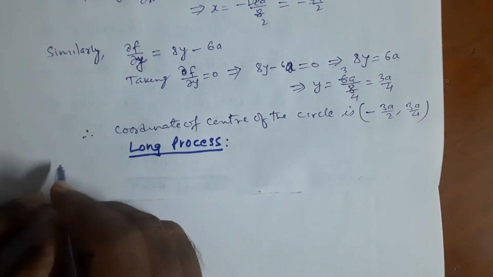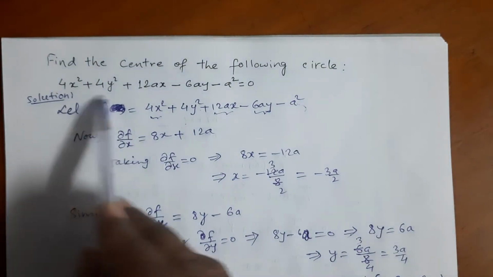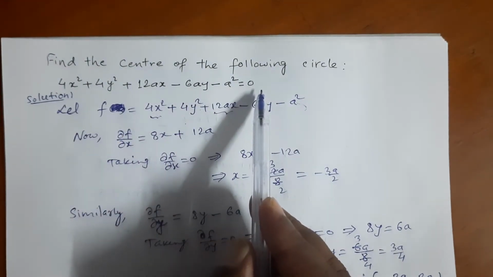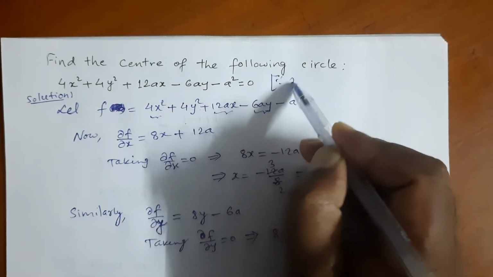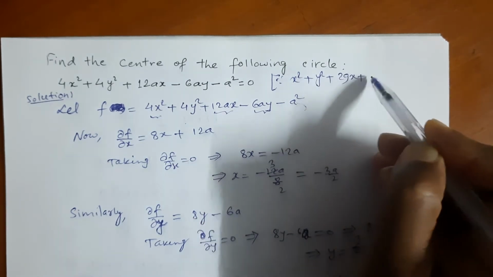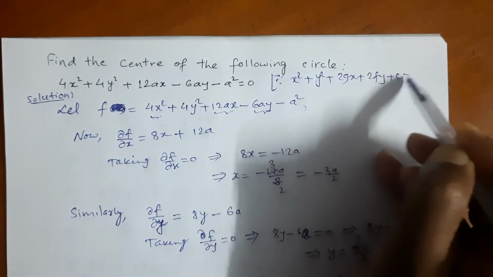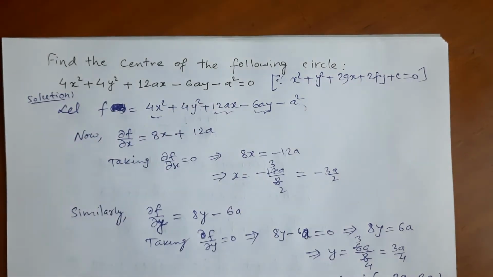First of all, we need to divide this throughout by 4, because our general equation of the circle is in this form: x square plus y square plus 2gx plus 2fy plus c equals to 0. So to change it into this form, we should divide throughout by 4.